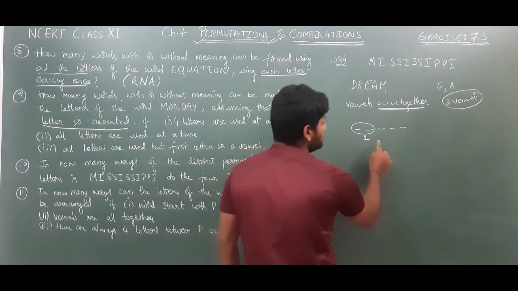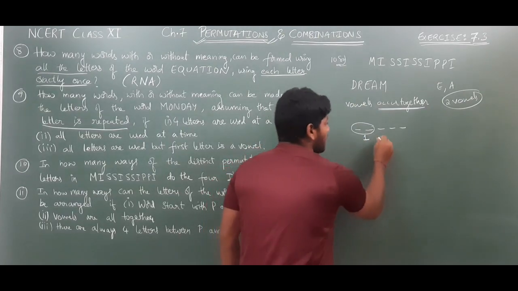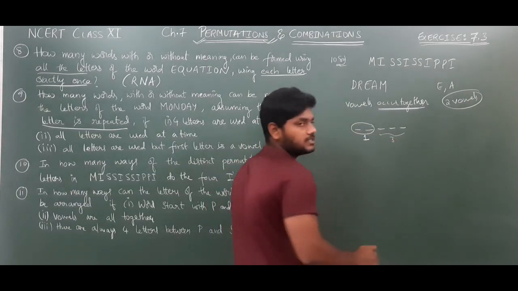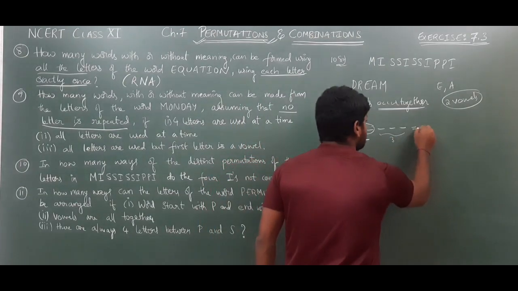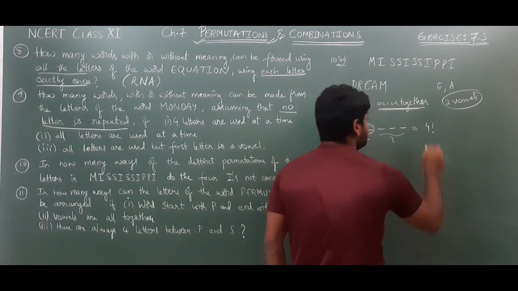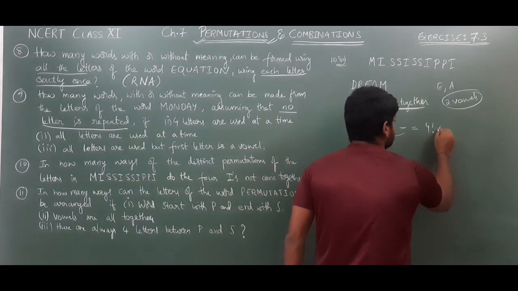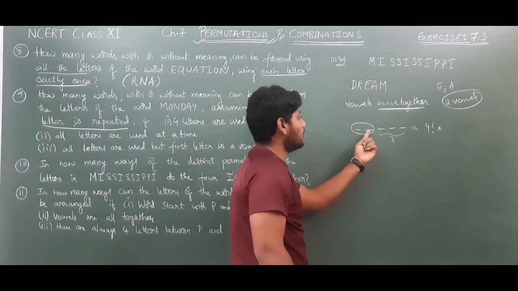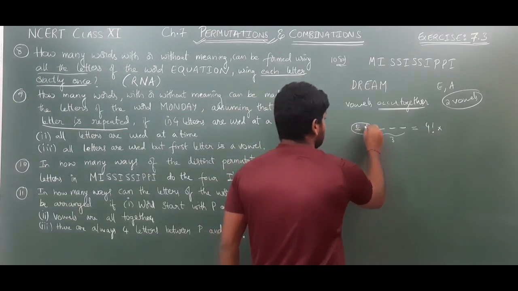Next, how many remaining places are there? 1, 2, 3. That means this is one place, and again these are 3 places. So in total how many places do we have? This is 1, this is 3. So in total we have 4 places. That means 4 factorial, into how many do we have? 2. What are those? E and A.